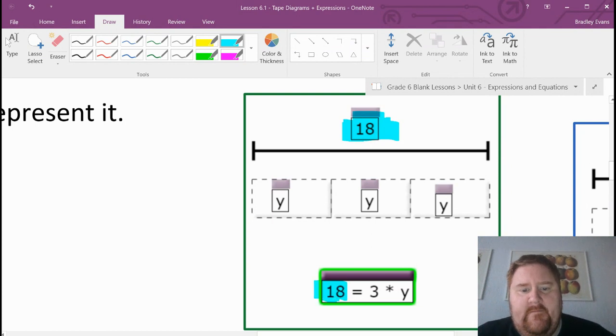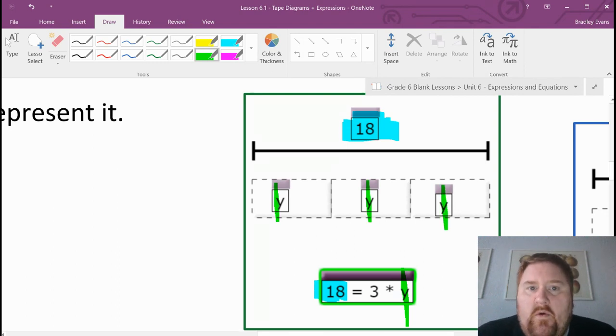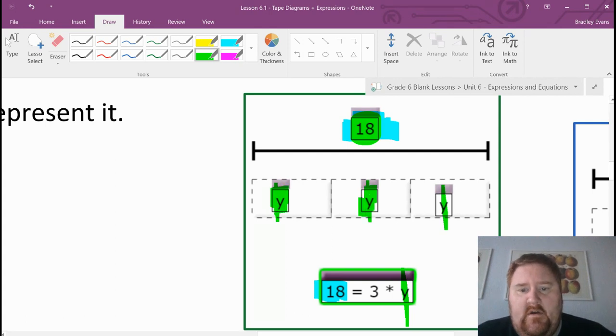Here I have my variable of y, and 18 is equal to 3 groups of y. And I can see that in my diagram here: I have 18 equal to 3 groups of y.